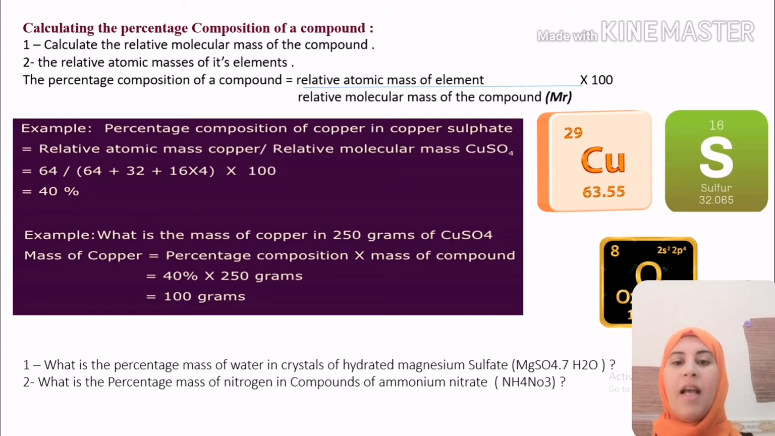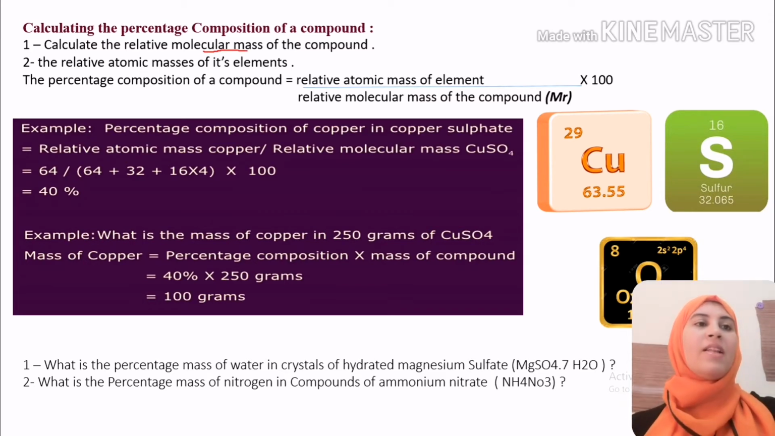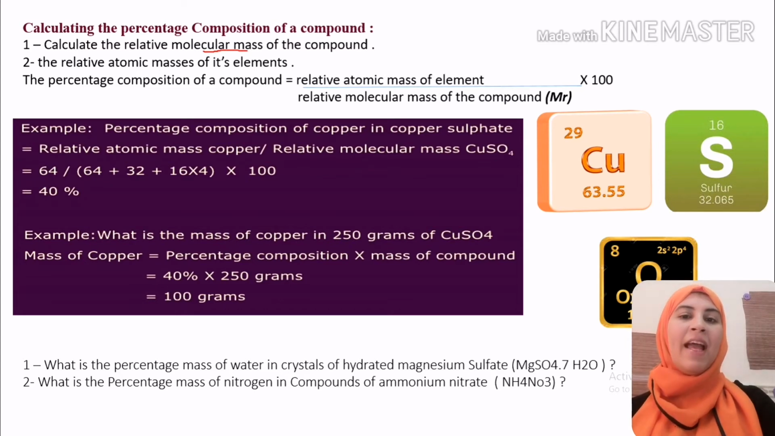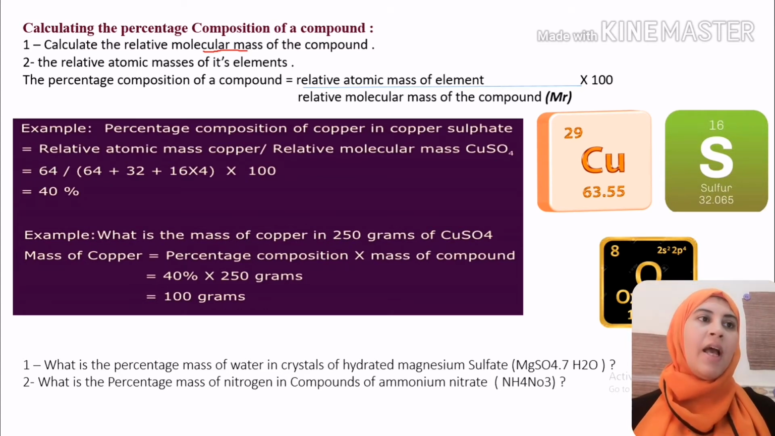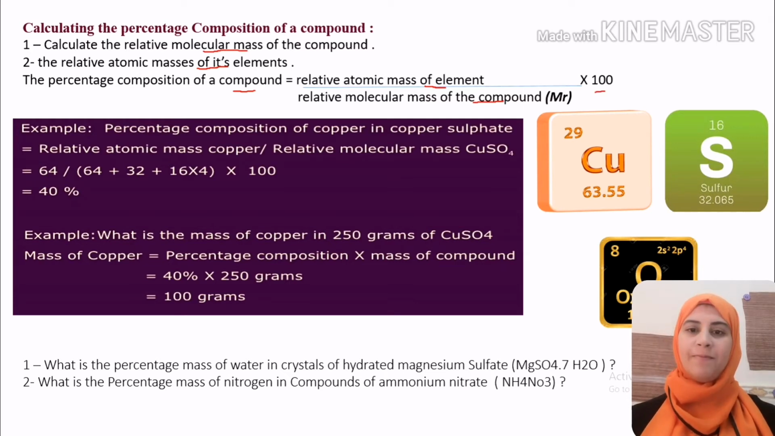At first, calculate the relative molecular mass of the compound. Then, calculate the relative atomic mass of an element. And then, to calculate the percentage, you divide the relative atomic mass of the element by the relative molecular mass of the compound, times 100.